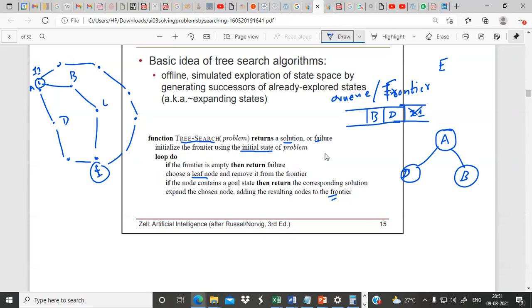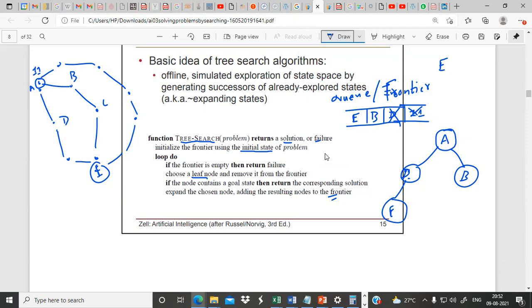D is a leaf node. Now you can see, right? Remove it from the frontier. If the node contains the goal state, return the solution. Is it a goal state? No. If this is not the goal state, then expand the chosen node, adding the resultant node to the frontier. So when you expand D, what you get? E. Add E to the frontier. That is the queue.